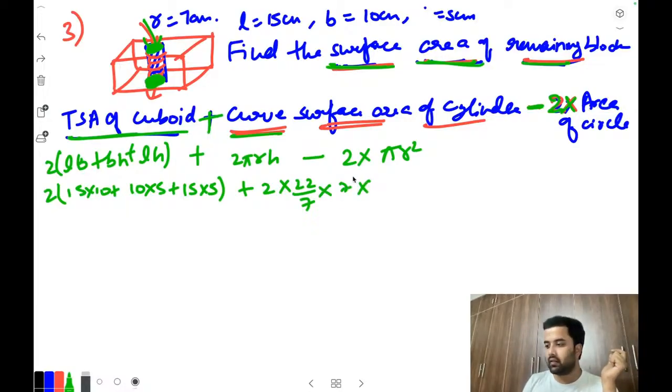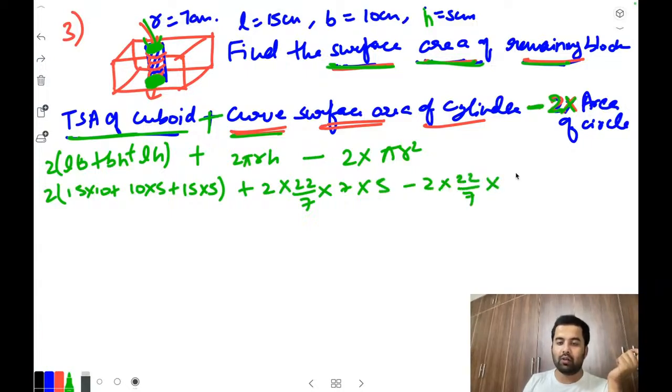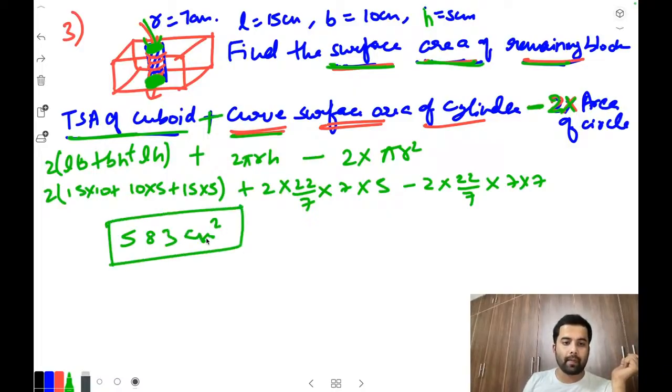The height is given, height is 5, minus 2 into 22 by 7 into r square, which is 7 into 7. I will do it directly here. After the whole calculation, you will get 583 centimeter square. Is it okay to understand, everyone? It was a 3 marks question. Can you understand the diagram in your mind?